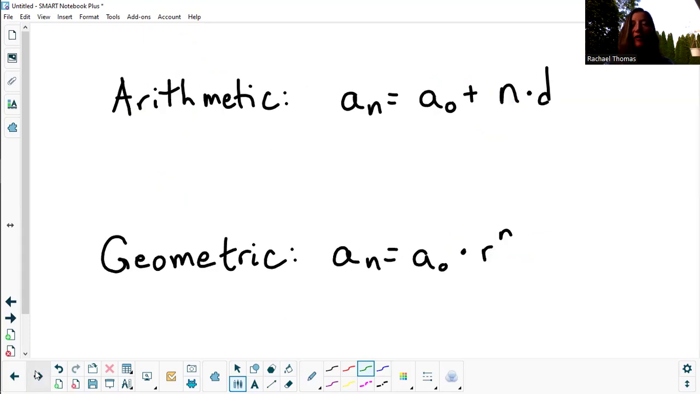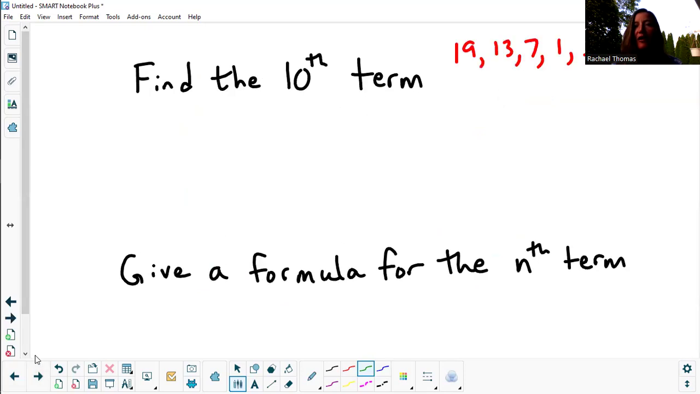Okay, so here are our formulas. If I have an arithmetic sequence, A_N is the first term A naught plus N times D. In a geometric sequence, A_N is A naught times R to the N. So let's take a quick example. Let's say I'm supposed to find the 10th term in this one, okay? And I'm just going to guess that it's arithmetic, and look at that, I'm right. So it's arithmetic, and the difference is -6, and the first term is 19.